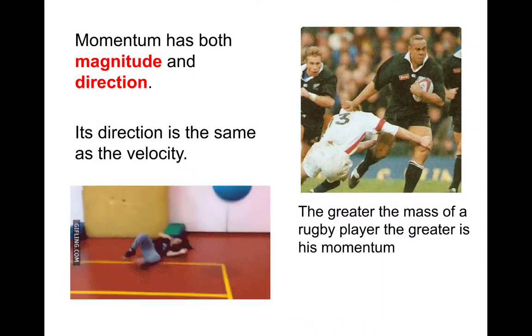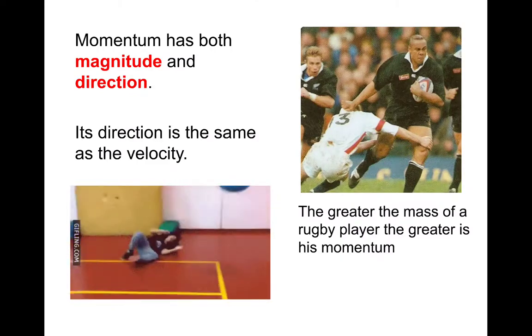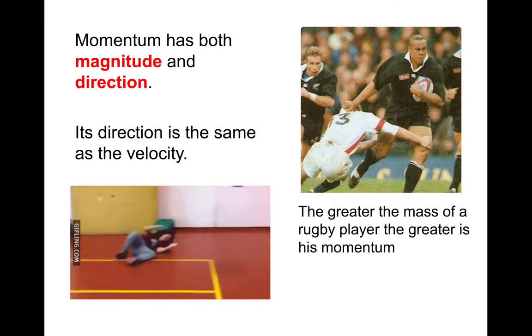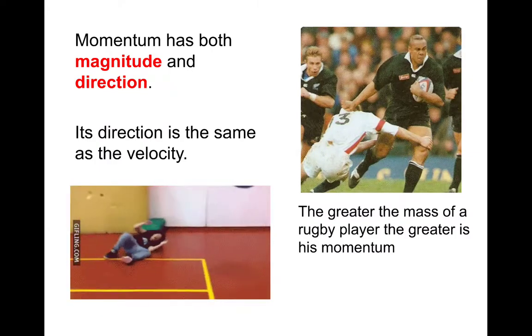So, for example, the greater the mass of a rugby player, the greater is his momentum. Or if he runs faster. And if anyone knows who that is, that's John Alomo, who used to play for New Zealand, one of the best ever. And he had a lot of momentum, because not only was he really heavy, he had a lot of mass, he could also run extremely fast.